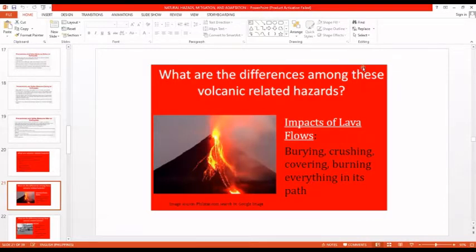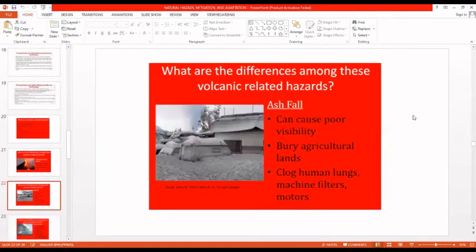So impacts of lava. So lahat ng madadaanan ng lava, basically, susunugin yan, di ba? Imagine nyo naman, di ba? Nasa liquid form siya. So ano yung parte ng lupa na mababa kung saan siya mag-flow, di ba? Ingat-ingat din.